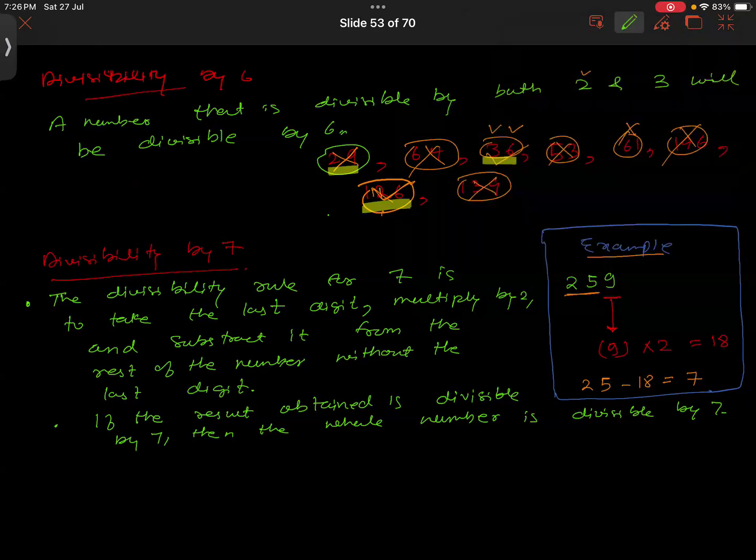Okay, write down this definition quickly. The next point. Okay, you're writing the next point, Sumaya. Can you read it? If the result obtained is divisible by 7, then the whole number is divisible by 7.